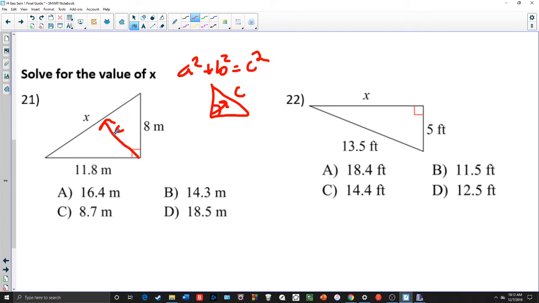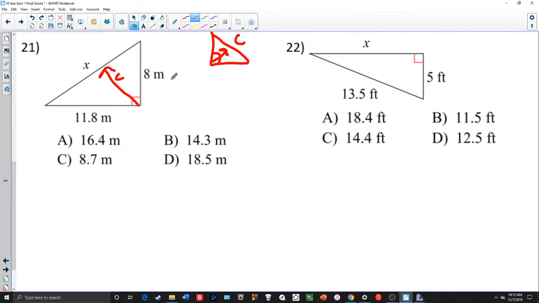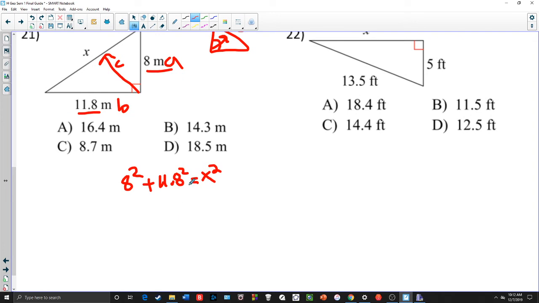So in this case, I'm missing my C. So what I'm going to do is I'm going to write out my formula. A, B, and then this side here is C. So A squared is 8 squared. B squared is 11.8 squared. So that's a point there. And then x squared is just x squared. Okay? So c squared is just x squared. So a is 8, b is 11.8, and then c is just x. So I just replace them with the values.